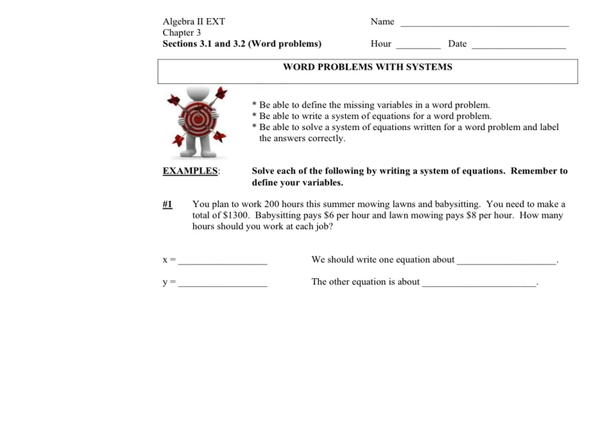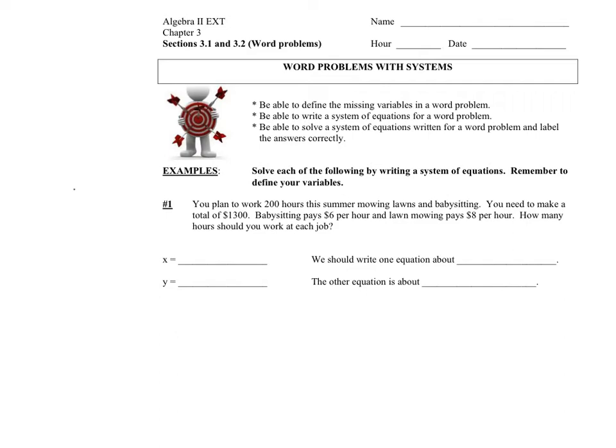So we cover one more day of 3.1 and 3.2. We go into word problems and how we can use what we learned in 3.1 and 3.2 to solve word problems. So solve each of the following by writing a system of equations, and remember to define your variables. So the define your variables part is these blanks here where it says x equals and y equals.